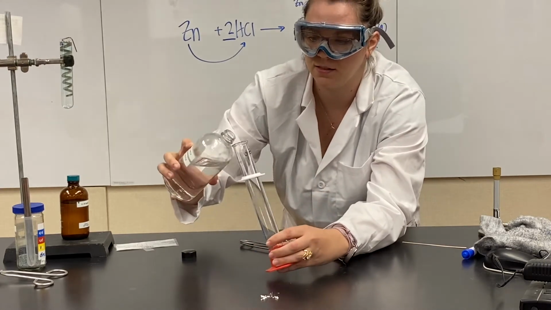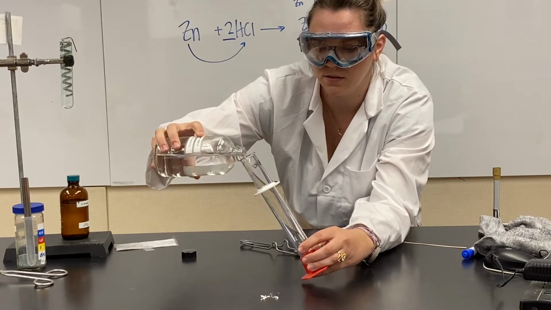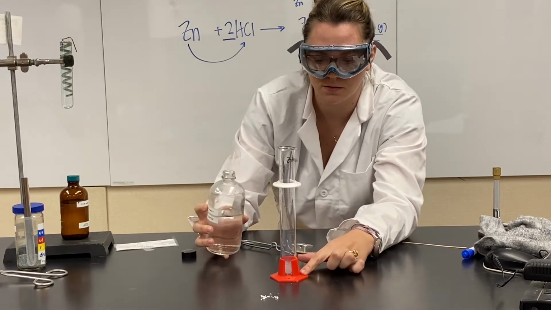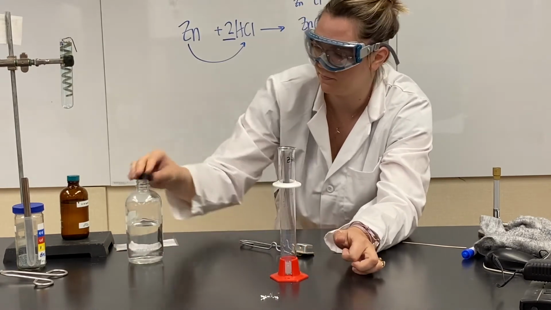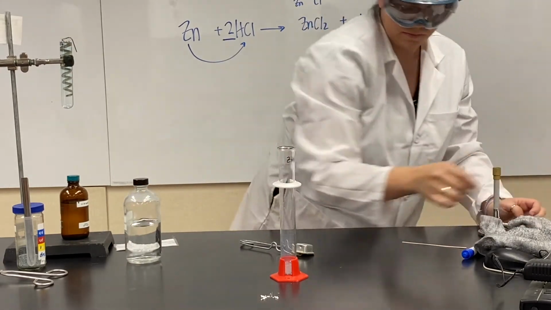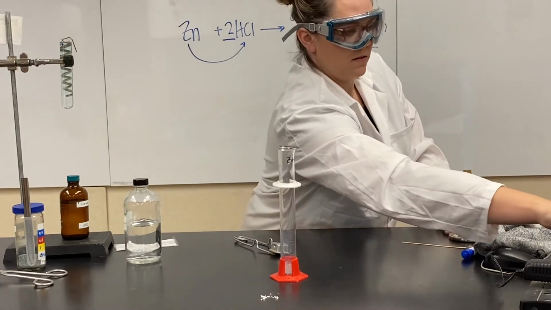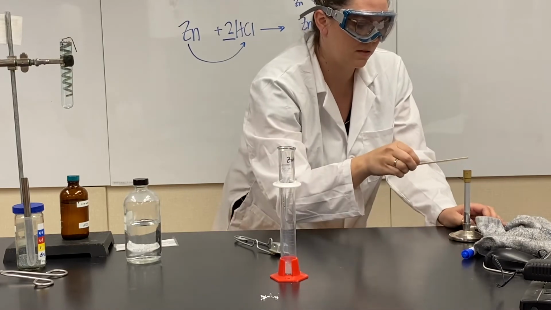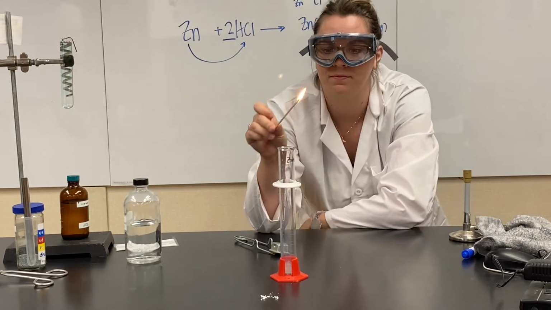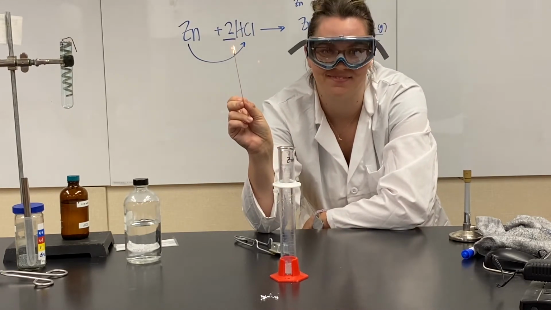All right, so we're gonna add some hydrochloric acid. And you can hear bubbles and you can see bubbles. Hopefully you can see that in the video. Get our Bunsen burner on just to light our splint. And let's listen to see if we hear that pop. We do. Hydrogen gas. Awesome.